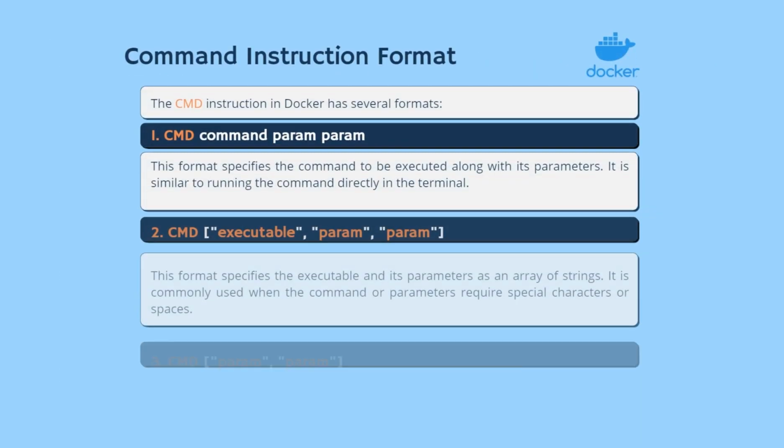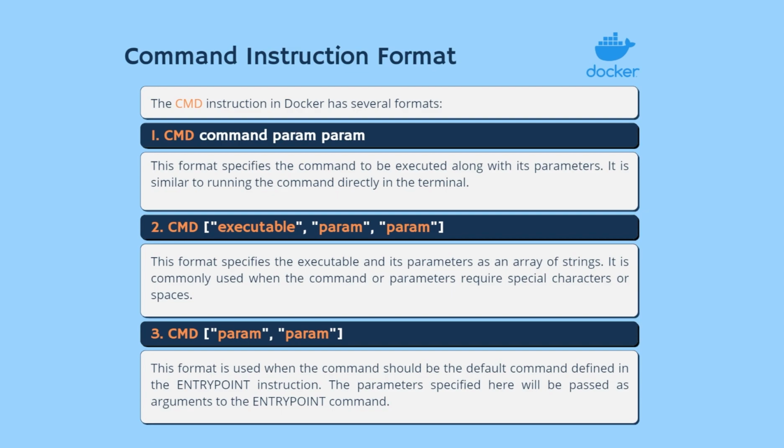The CMD instruction in Docker has several formats. 1. CMD command param. This format specifies the command to be executed along with its parameters. It is similar to running the command directly in the terminal. 2. CMD ["executable", "param"]. This format specifies the executable and its parameters as an array of strings. It is commonly used when the command or parameters require special characters or spaces.